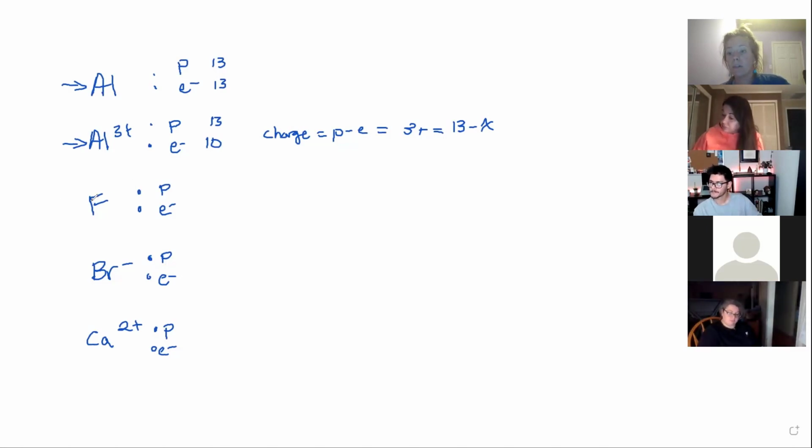Fluorine, is this talking about the charged particle? It's not. There's no charge in the upper right-hand corner. So we're just going to go with fluorine having 9 protons. And in this case, it also has 9 electrons.